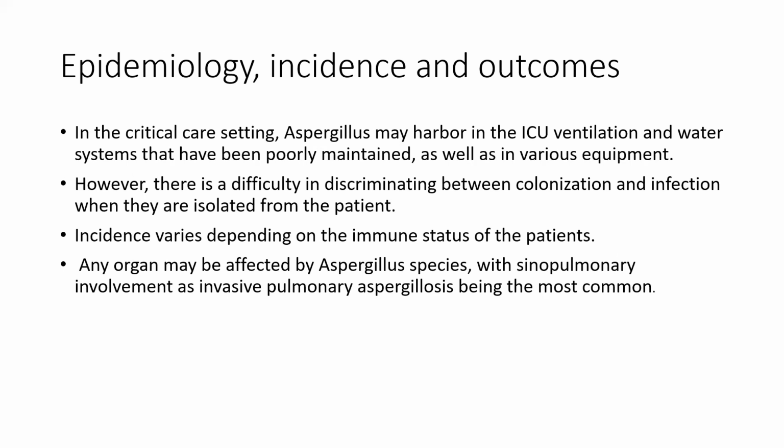Epidemiology, incidence, and outcome. In the critical care setting, Aspergillus may harbor in ICU ventilation and water systems that have been poorly maintained, as well as in various equipment. However, there is difficulty in discriminating between colonization and infection when they are isolated from the patient. Incidence varies depending upon the immune status of the patient. Any organ may be affected by Aspergillus species, with sinopulmonary involvement as invasive aspergillosis being the most common.